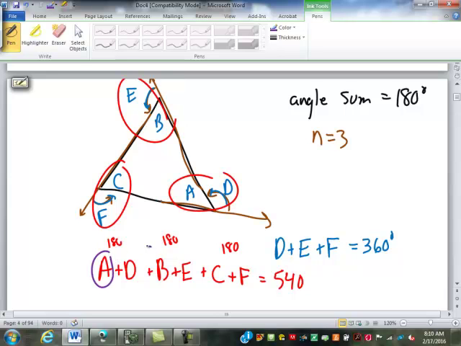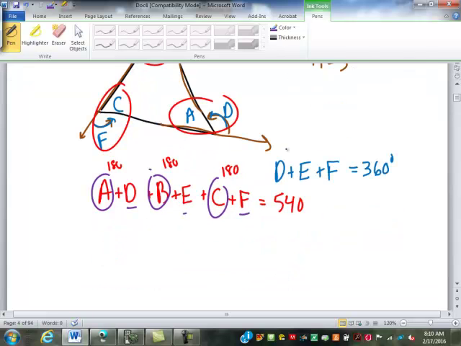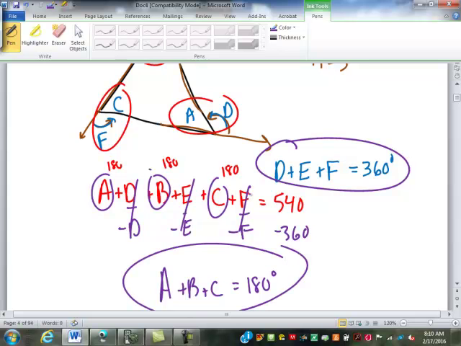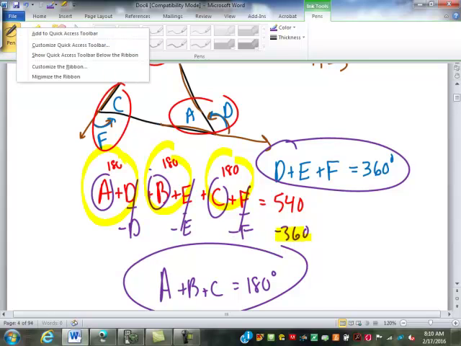Now, A, B, and C are the interior angles. So I have to get rid of D, E, and F. Fortunately, I know how much D, E, and F add up to, which is 360. So if I subtract D, E, and F, I'm just subtracting 360 from the total. So you'll see basically what happened here is I had 180 degrees for each angle, and then I subtracted 360 from it. Does that make sense? For those outside angles that I didn't need.